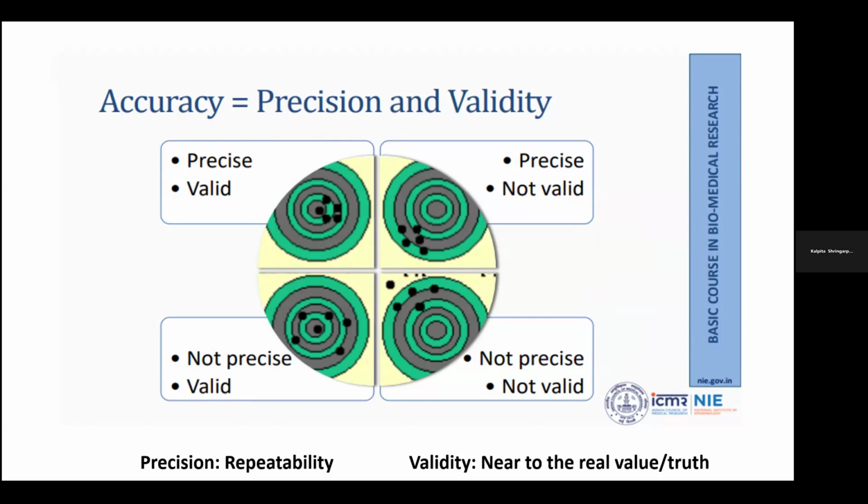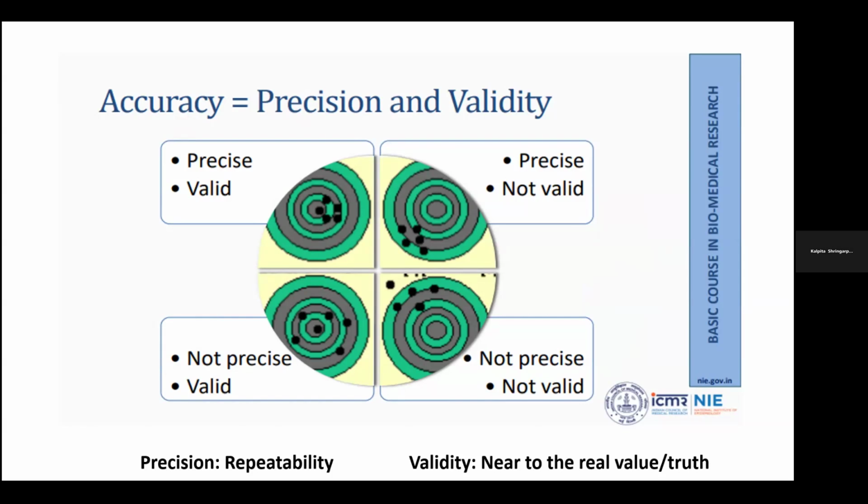Let me tell you what is precision. If I repeat anything twice, thrice, 4 times, I should get a similar result, and that is known as precision. But if it is very near to the real truth or the real value which is there in the sample or the population, that is known as validity.